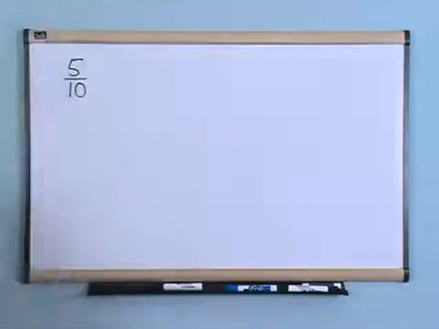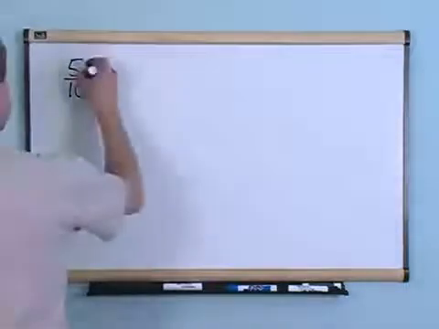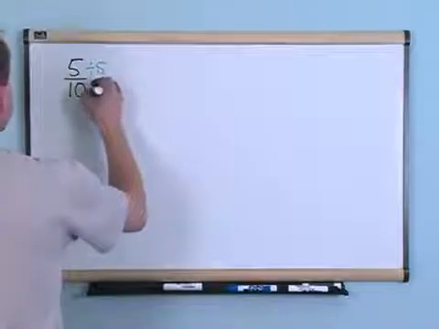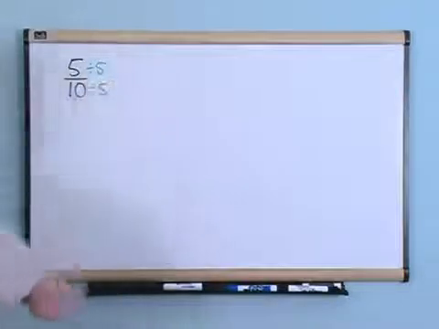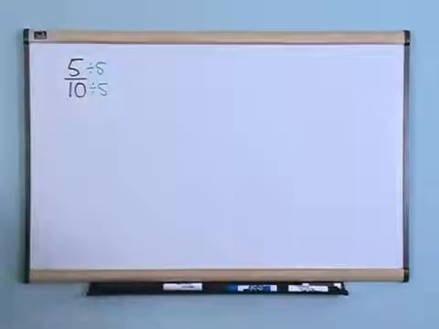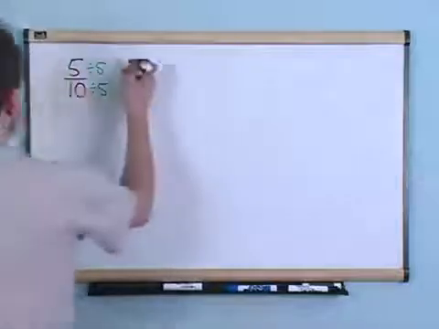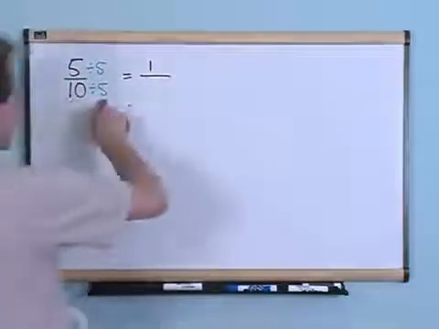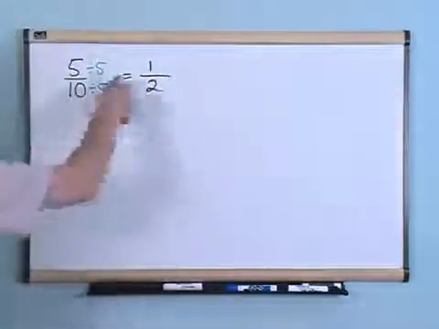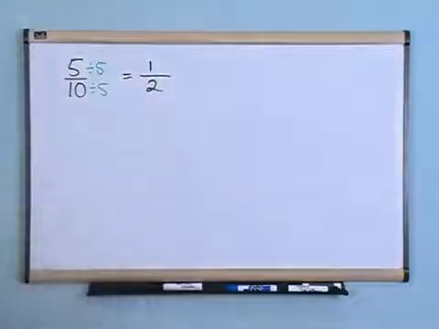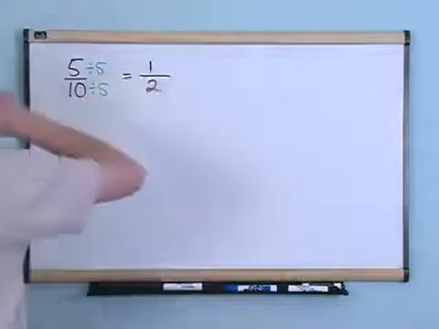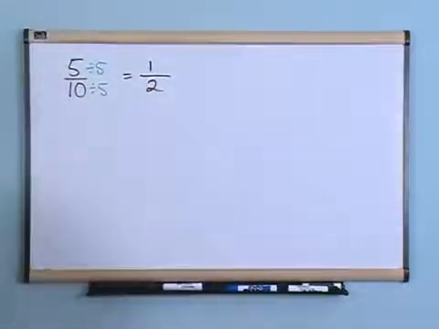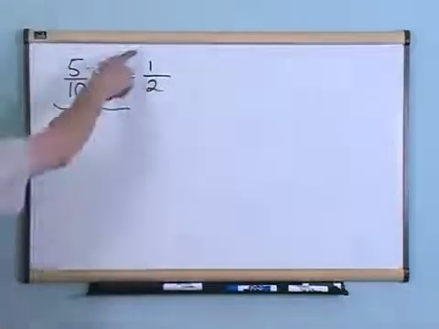5/10. Can you simplify that? Yes, you can, because you can divide the top by 5 and you can divide the bottom by 5. On the top, 5 divided by 5 is 1. The bottom, 10 divided by 5, is going to give you 2. And you can't do anything more with that because that's fully simplified. You can't divide the top and the bottom by the same thing and get anything simpler. 5/10 is equal to 1/2.